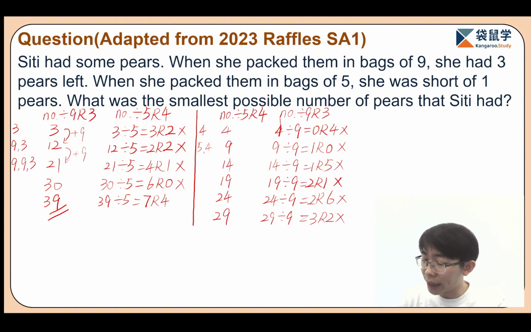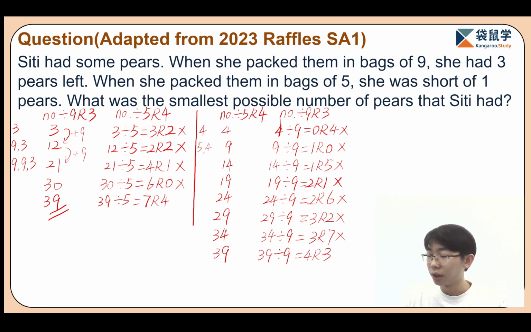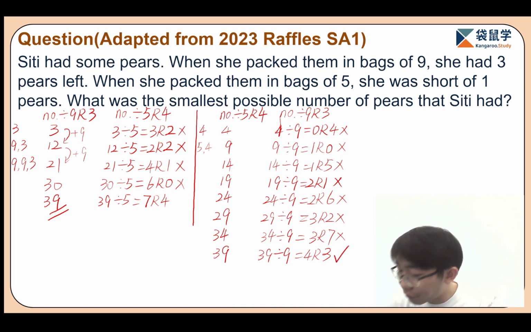The next number should be 29 plus 5 equals 34. 34 when divided by 9 equals 3 and the remainder should be 7. Again, not the answer we want. The next number after 34 is 34 plus 5 equals 39. Now 39 when divided by 9 equals 4 and the remainder should be 3. Does this satisfy our condition? Yes! The remainder here is finally 3, and we find out this 39.